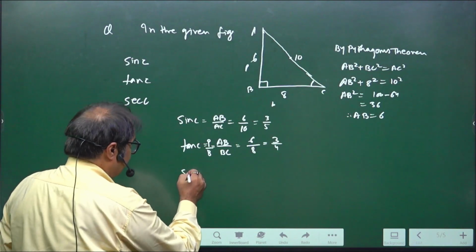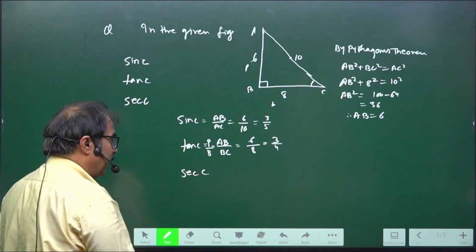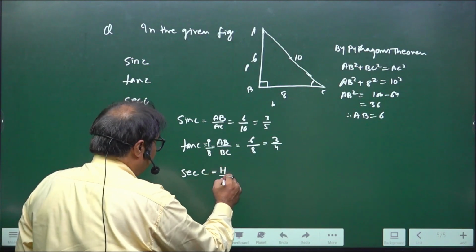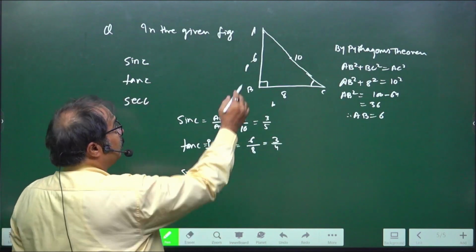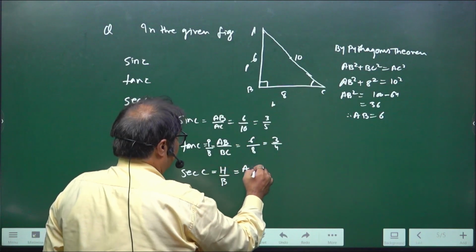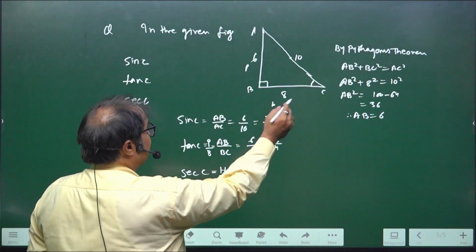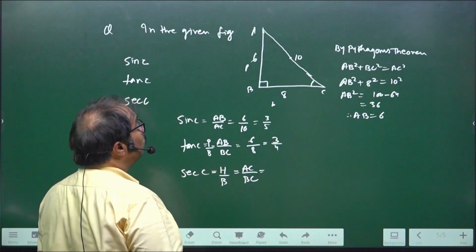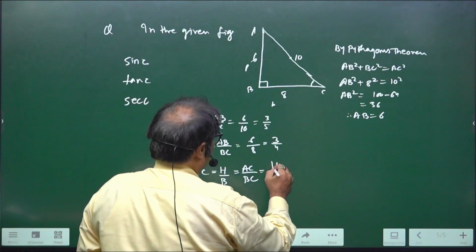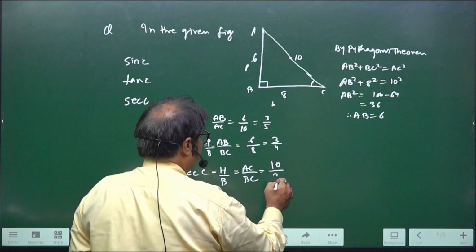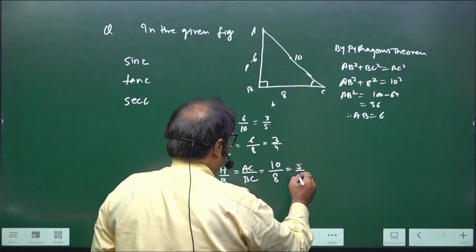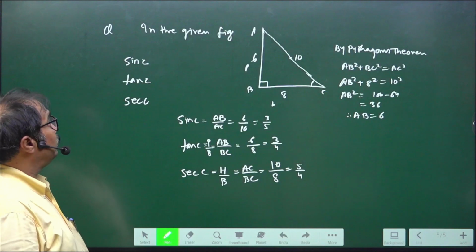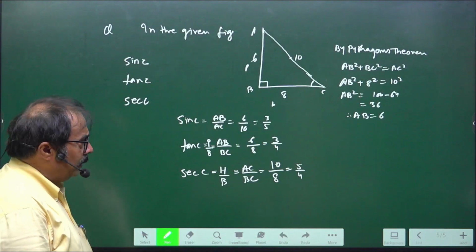Now the secant C we have to find as per angle C. So sec is the ratio of hypotenuse upon base. What is hypotenuse? AC. And what is base as per angle C? BC. Now put the values. The value of AC is 10 and the value of BC is 8. So this will be 5 upon 4. Right? Got it? So in this way we can find.